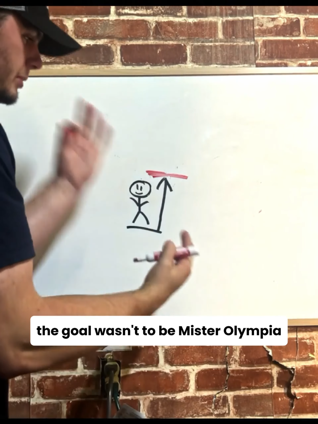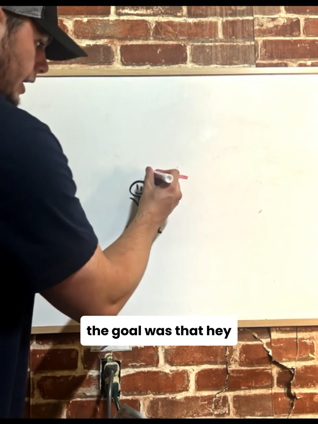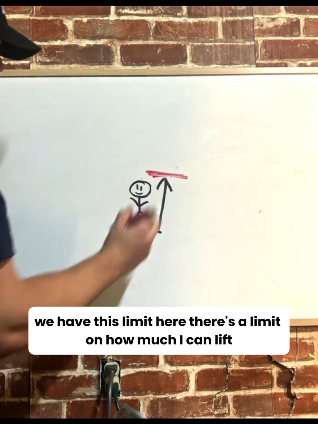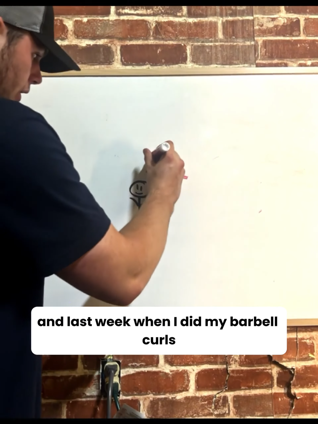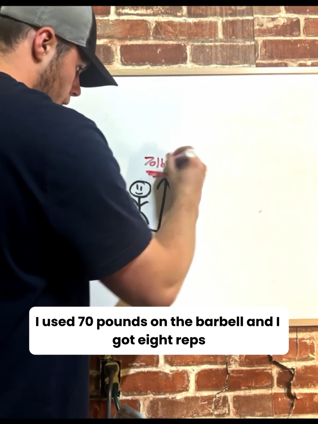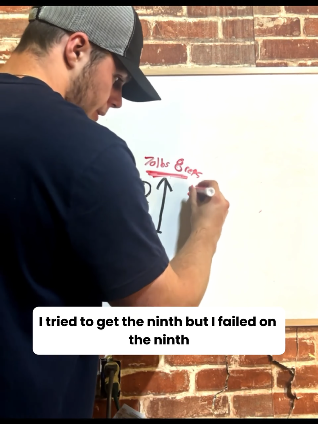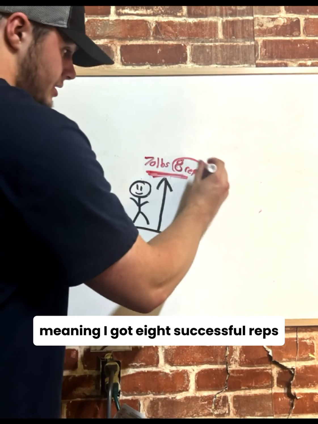So the goal wasn't to be Mr. Olympia or weigh 300 pounds by the end of our chest day. The goal was that, hey, we have this limit here. There's a limit on how much I can lift. And last week when I did my barbell curls, I used 70 pounds on the barbell and I got 8 reps. I tried to get the 9th, but I failed on the 9th, meaning I got 8 successful reps.